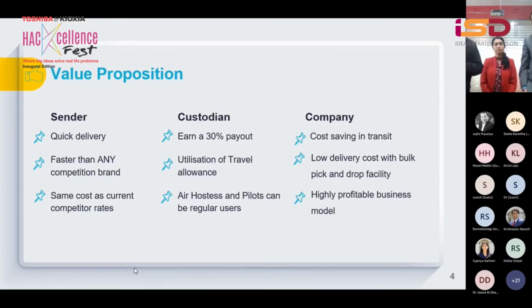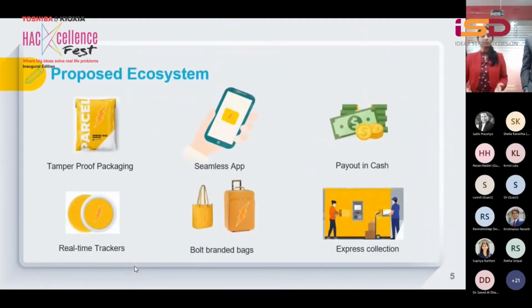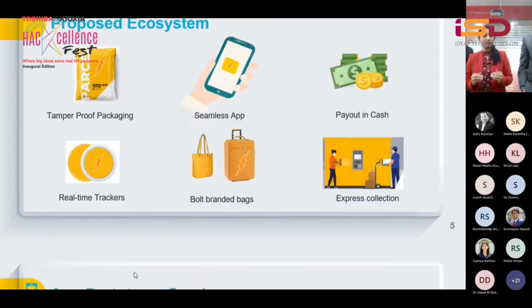The firm would have 2 customers, the sender and the custodians. The target market for the sender segment would be anyone who wants to send a package or a courier instantly. And for the custodians, the target market would be pilots, air hostesses, business, and frequent travelers. As a company, the most crucial aspect of the operations would be collection from the senders, handover to the custodians, and delivery to the receiver. All this can be tracked real-time through the Bolt app and facilitated using secure, tamper-proof packaging.